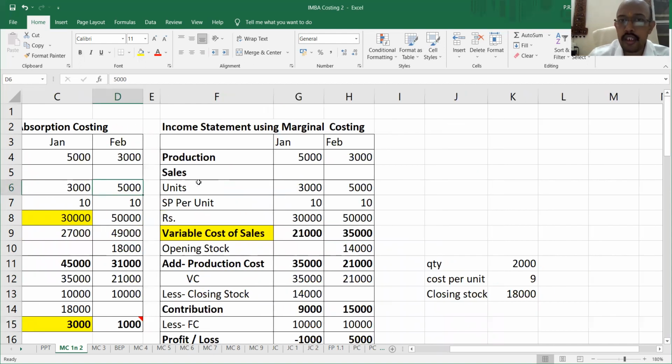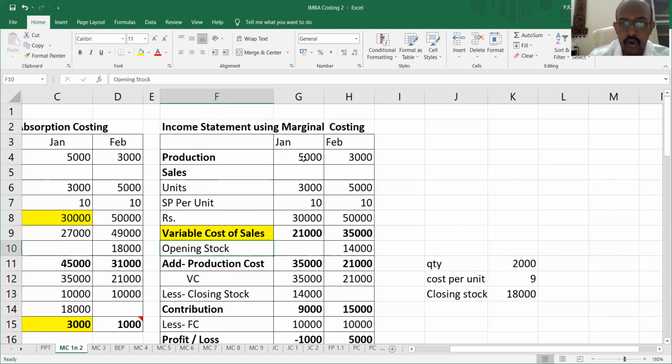The concept of under and over absorption of cost, we are going to take it next. So right now, this is for the sake of understanding how to make an absorption costing cost sheet. Then we come to the income statement of marginal costing. The data over here remains the same. What changes is over here. Earlier, I was writing total cost of sales. Now I am writing only variable cost of sales. The formula will remain the same: opening stock, add the cost of production, less the closing stock. So the formula of cost remains the same.